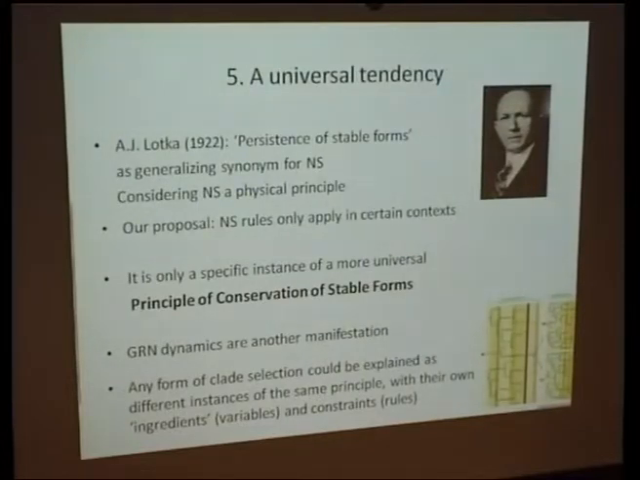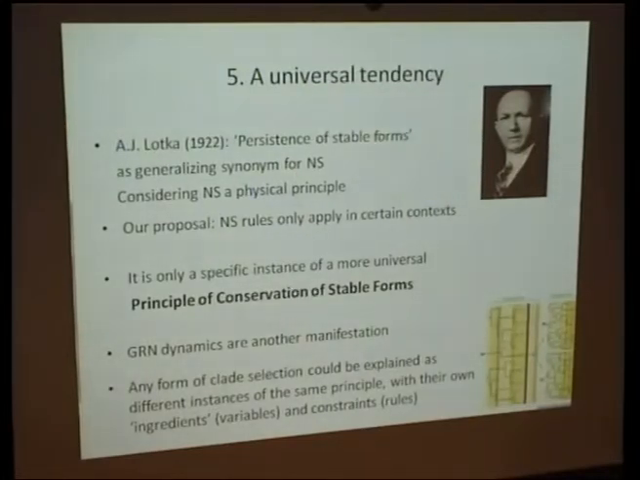So Alfred Lotka already talked about the persistence of stable forms, because he called it that. He called natural selection itself that, like a synonym for natural selection acting beyond the realm of living beings. And he considered it to be a physical principle. But what we're proposing is that natural selection rules only apply in certain contexts. So it's only a specific instance of a more universal pattern, the principle of conservation of stable forms. And the gene regulatory network dynamics would be another manifestation of that tendency.